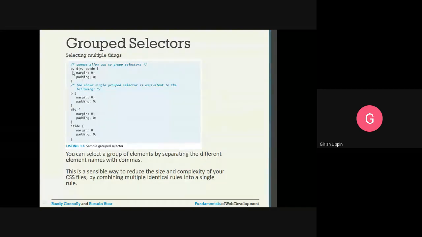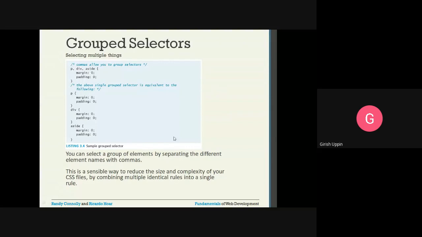Here you can see the example: p comma div comma aside. These are the three HTML elements, and we are specifying this rule for them. Margin for paragraph, div, and aside would be 0, padding would be 0. What is this equivalent to? You can see if you have rules like this, for p you have two rules, for div you have two rules, for aside you have two rules. This is exactly the same as what you have done in just one rule, that is p comma div comma aside.